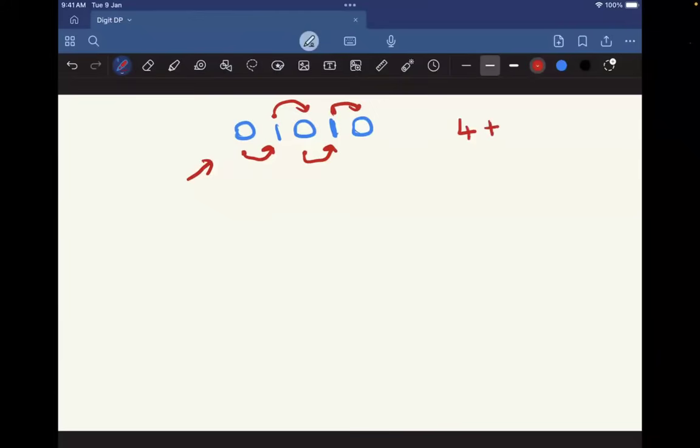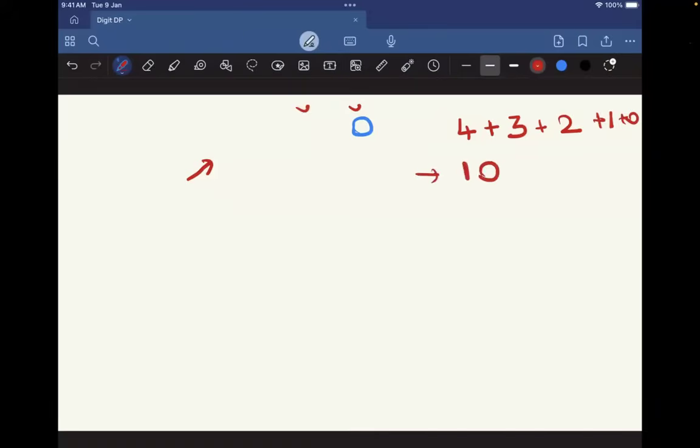Now similarly, let's say now I remove this particular element. So after removing this element, you can see that I add 3 to my answer. Now I remove this particular element. You can see that I add 2 to my answer. I remove this particular element. You can see that I add 1 to my answer. And after removing this, I add 0 to my answer. So my final answer is just 4 plus 3 plus 2 plus 1, which is nothing but 10.